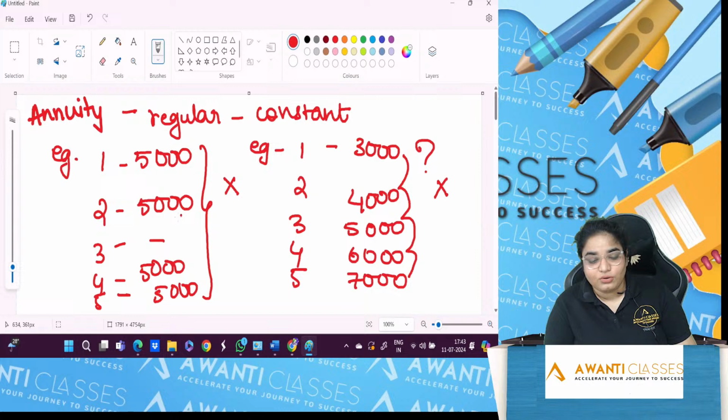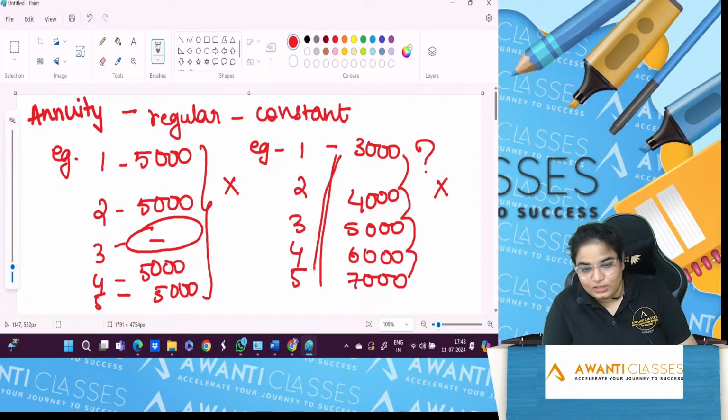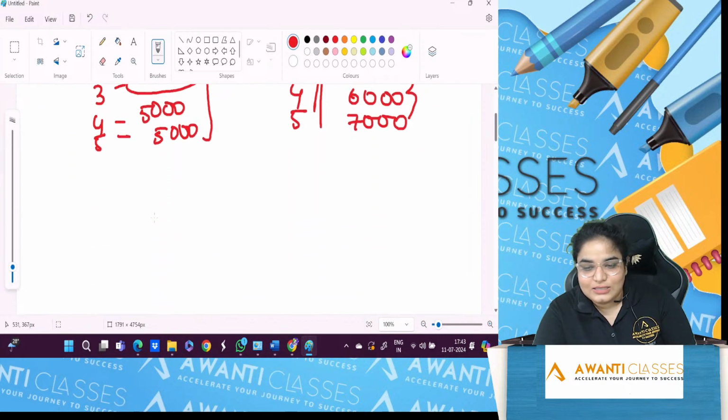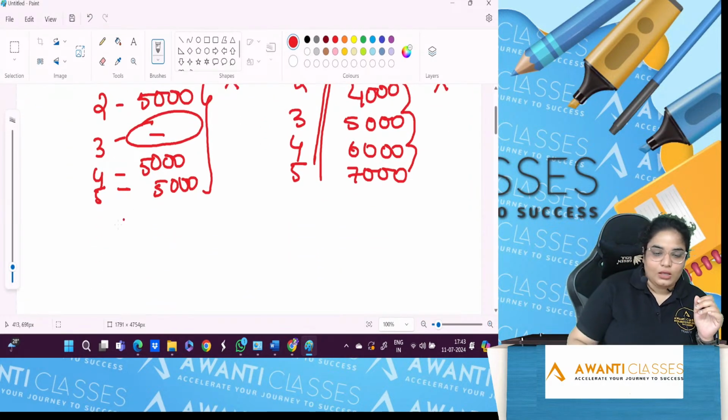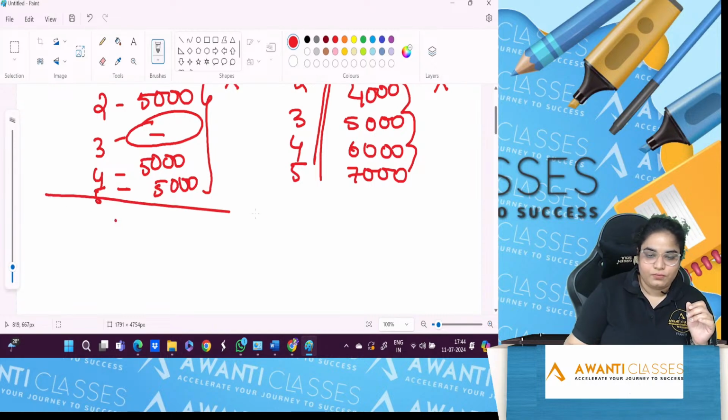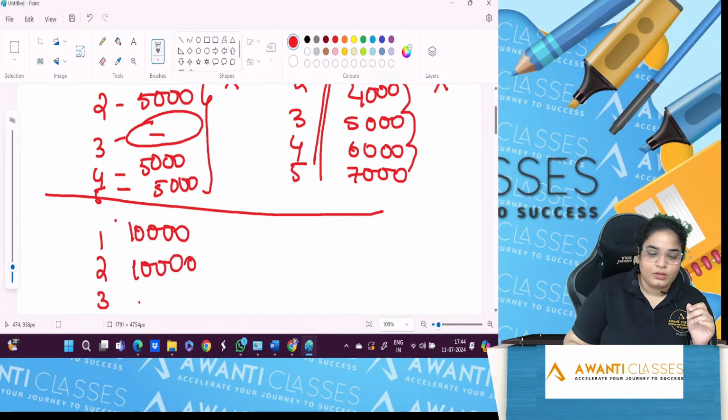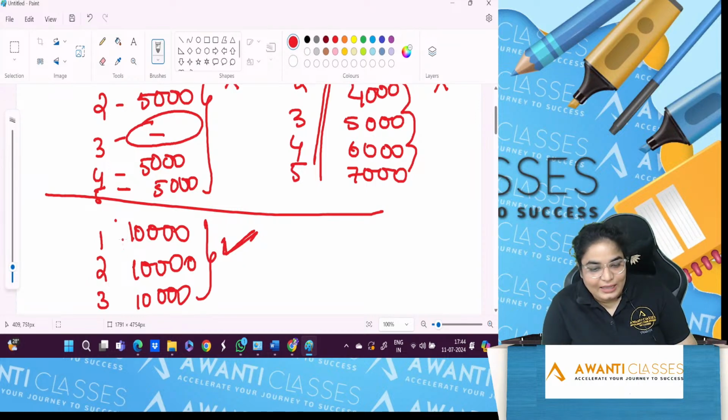Why is this not an annuity? Because it is not regular. It has to be regular and the amount has to be constant. Every month or every year it has to be the same amount. So let's say year 1, 2 and 3, they pay 10,000, 10,000, 10,000. Is this an annuity? It is an annuity. Why? Each year, every single year they have paid.